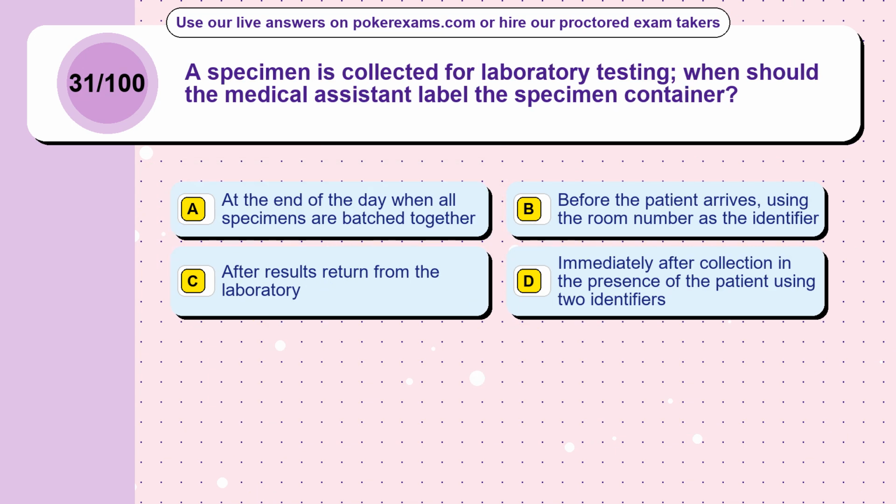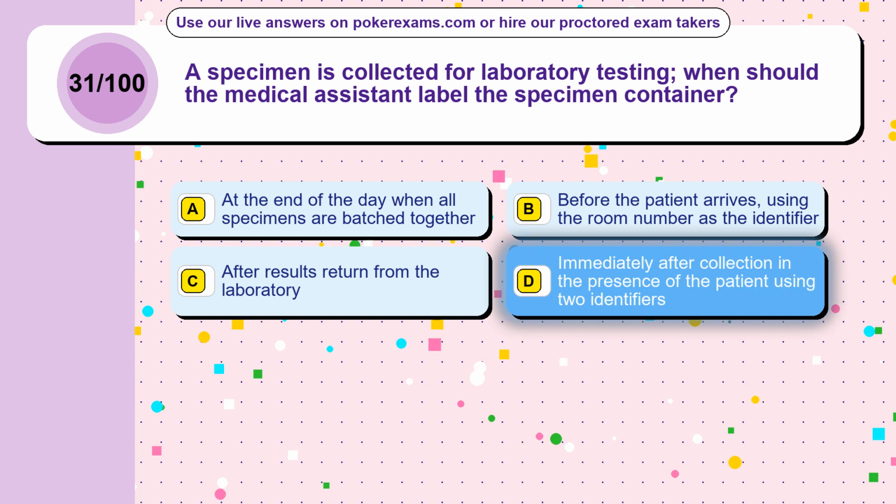Question 31. A specimen is collected for laboratory testing. When should the medical assistant label the specimen container? Option A. At the end of the day when all specimens are batched together. Option B. Before the patient arrives, using the room number as the identifier. Option C. After results return from the laboratory. Option D. Immediately after collection in the presence of the patient using two identifiers. The correct answer is option D.